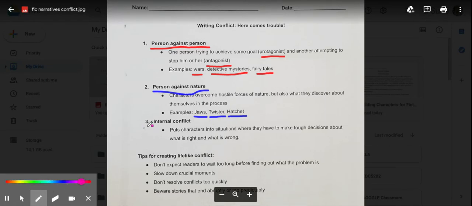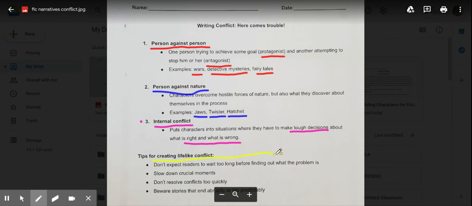And if this doesn't fit, maybe you will choose internal conflict. This puts characters in situations where they have to make tough decisions, maybe about what's right or what's wrong. We've talked a lot about internal conflict in our shared novels, our class novels like Allie in Fish in a Tree, Chase in Restart.